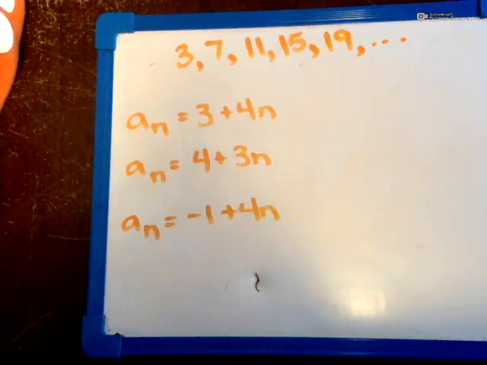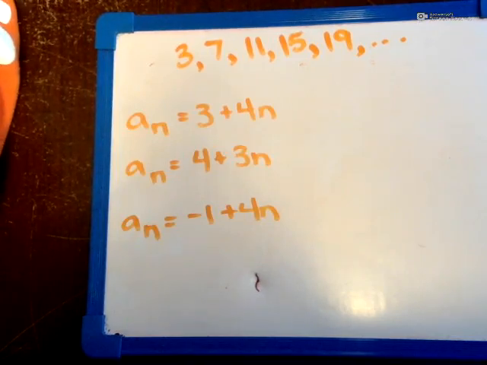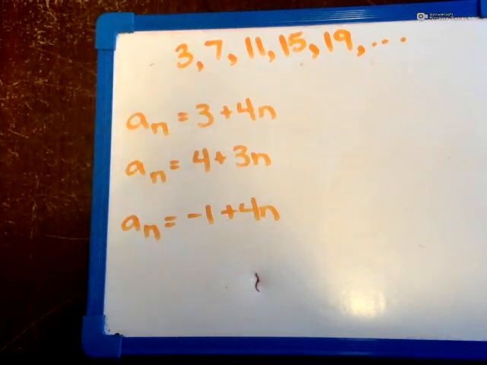It says, given the first 5 terms of the sequence 3, 7, 11, 15, 19, determine which option is the correct subscript notation for the explicit formula. A sub n is equal to 3 plus 4n, a sub n is equal to 4 plus 3n, a sub n is equal to negative 1 plus 4n. So let's look at our problem, pause it, solve it, come back.